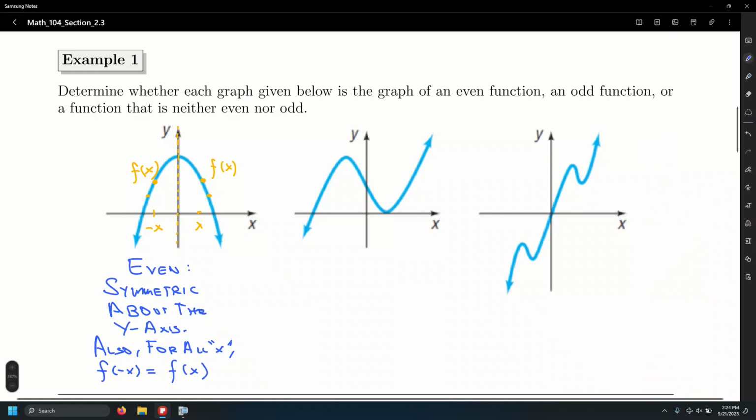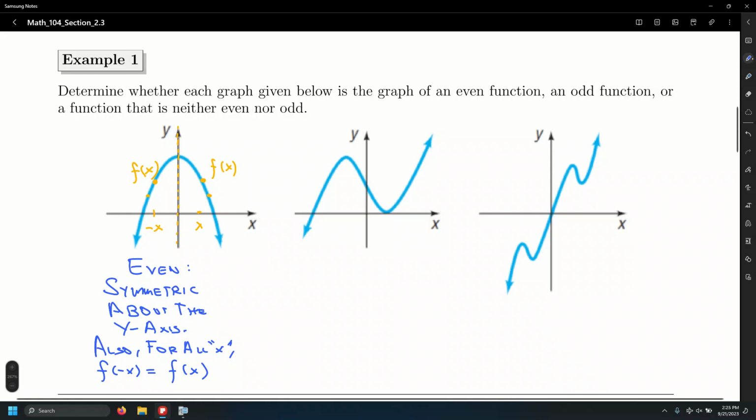Okay, let's have a look at the second graph. And from here determine whether this graph is even, odd, or neither. That is, maybe the graph is symmetric about the y-axis, maybe it's symmetric about the origin, or there's no symmetry at all. What do you think of this one? Just no symmetry. Okay. Let's think of this.